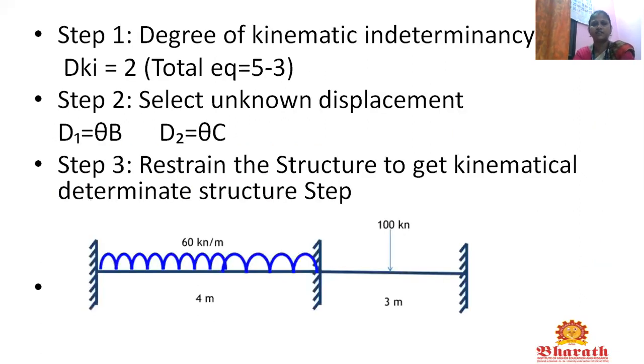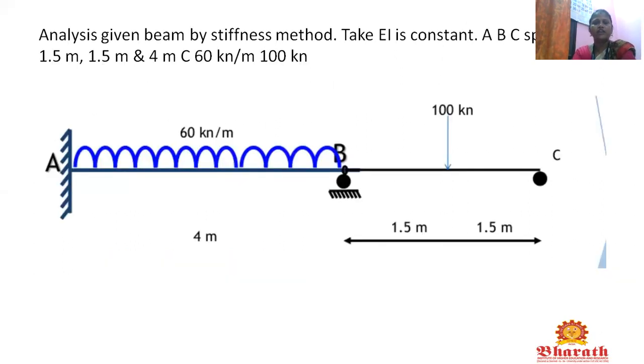So in the first step we are going to find the degree of kinematic indeterminacy, that is DKI. So how do we get the total number of equations? Now coming to the problem, look at the problem. A is fixed, so in the case of a fixed support the total number of reactions is 3, that is horizontal, vertical and one moment. So the total number of reactions for joint A is 3.